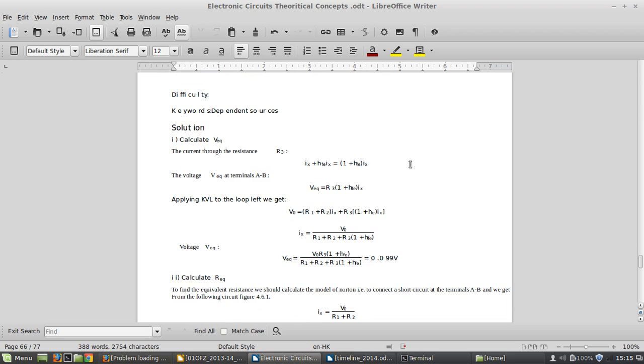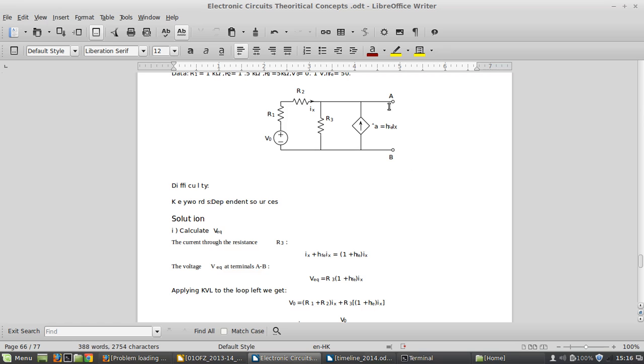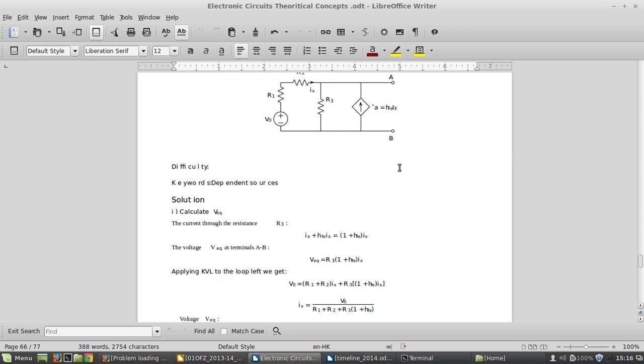Now for calculating the R equivalent, you have to substitute the open circuit with a short circuit and try to find the current in that short circuit. Respectively we get the following here. As you apply voltage division here, the current is the total voltage divided by the particular resistor.